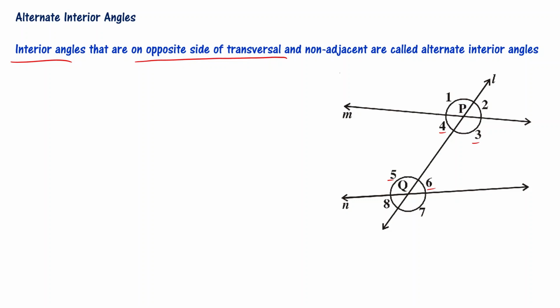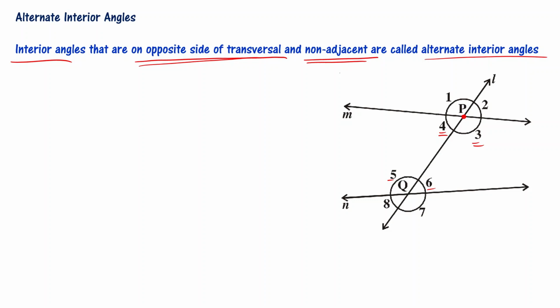Opposite side of the transversal and non-adjacent angles. These are called alternate interior angles. మీరు చూడండి ఇంటీరియర్ యాంగిల్స్ ఉన్నాయి, అవి అపోజిట్ సైడ్ ఆఫ్ ద ట్రాన్స్వర్సల్ ఉండాలి. ఫర్ ఎగ్జాంపుల్ 3 and 4 అపోజిట్ సైడ్లోనే ఉన్నాయి, కానీ దోస్ ఆర్ నాట్ నాన్ అడ్జసెంట్. మీరు చూస్తే కనుక దే ఆర్ షేరింగ్ వన్ వర్టెక్స్, రైట్? సో 3 and 4 are not alternate interior angles.